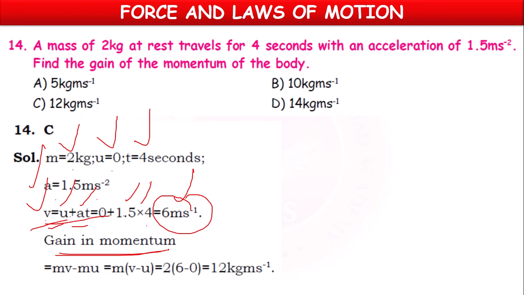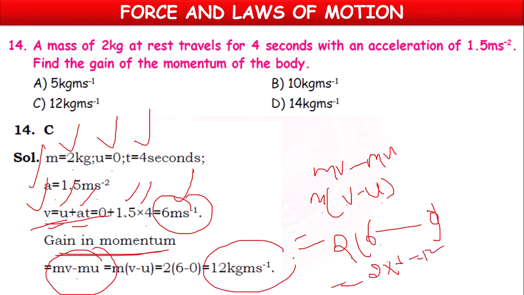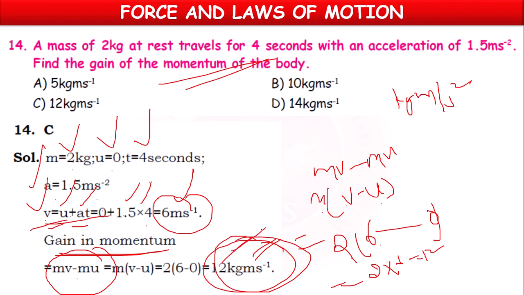So gain in momentum means final momentum minus initial momentum, mv minus mu. But here m is constant, so we can write m into v minus u, where mass is 2 kg, v is 6, u is 0. So 2 into 6 minus 0, 2 into 6 equal to 12 kg meter per second. The unit of momentum is kg meter per second. So there is a gain of 12 kg meter per second in the momentum of the body.